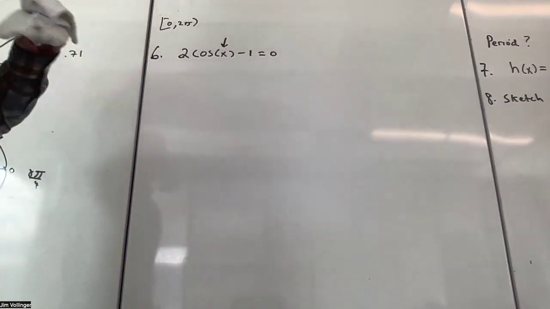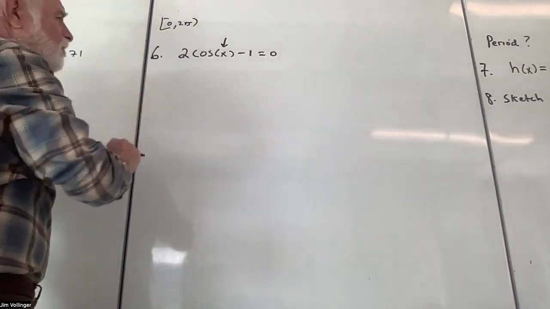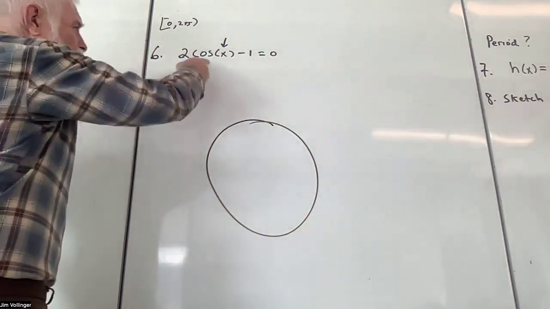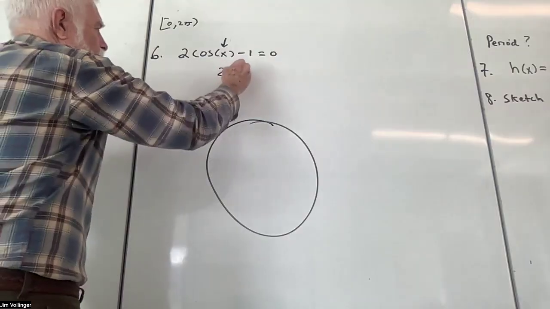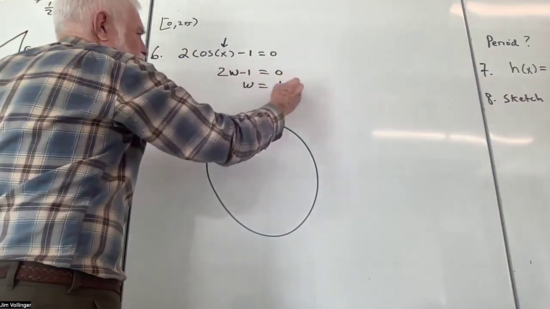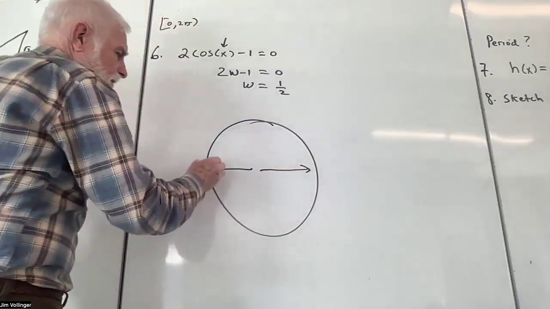All right, what's the period of the function? Is that what I wanted? No, this is just solving on the unit circle. So let's get a unit circle. Cosine measures width. So we really have 2w minus 1 equals 0. So our width we want to be equal to a half. Well, that measures width in that direction and in that direction.